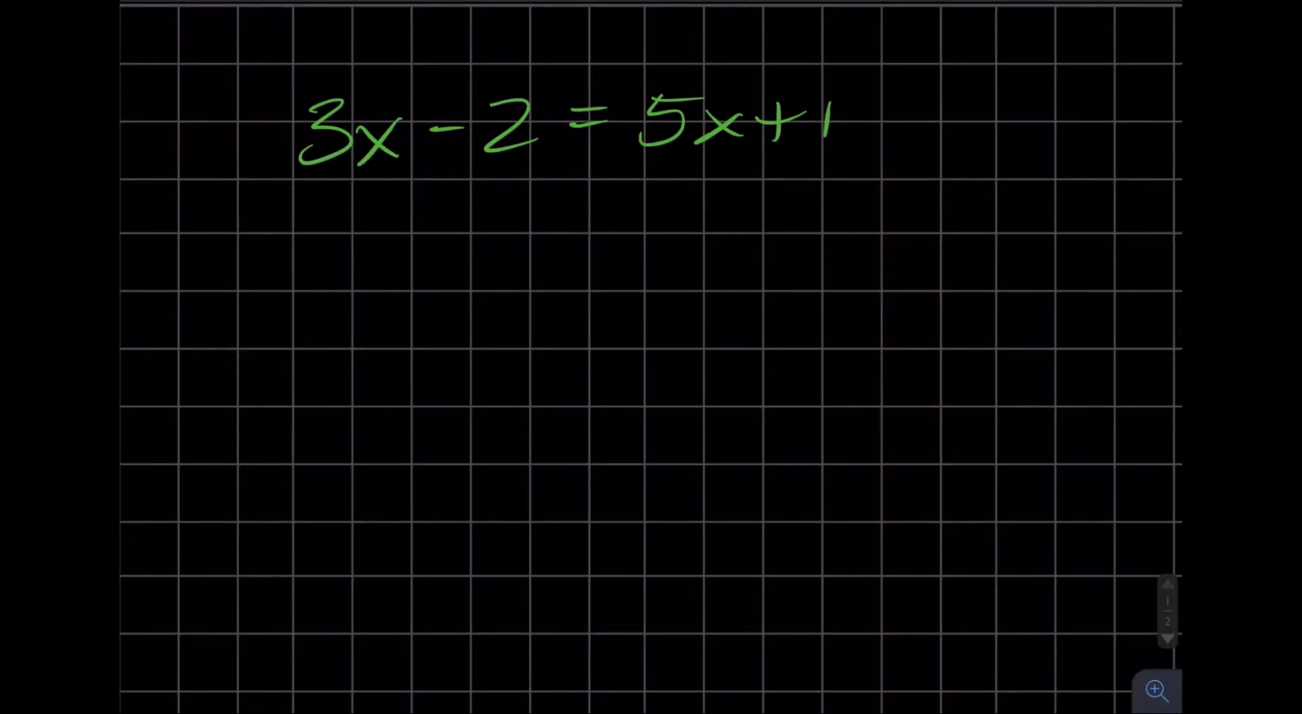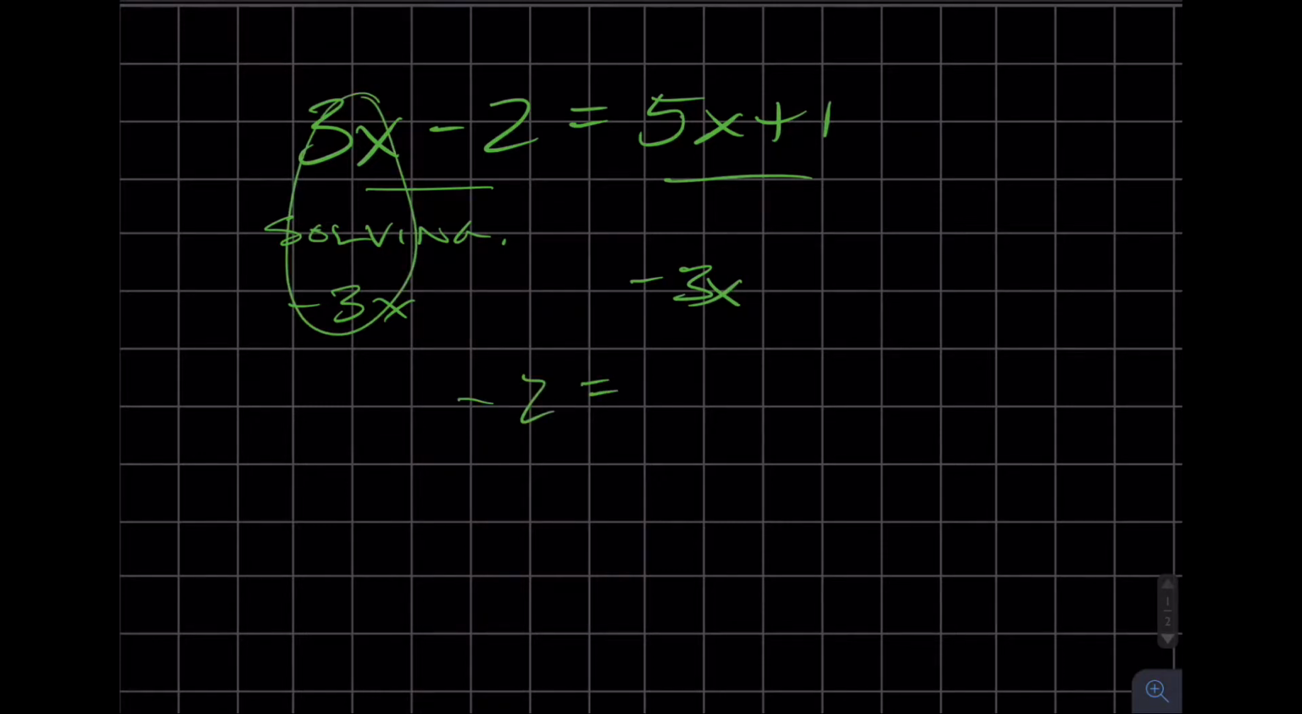You're quite used to this at this point, I hope, especially if you just reviewed, in solving an equation. For instance, this one has an x on both sides and some other numbers. So we're going to subtract 3x from both sides. This makes this part 0. I get negative 2 equals 5x minus 3x, which is 2x, plus 1.